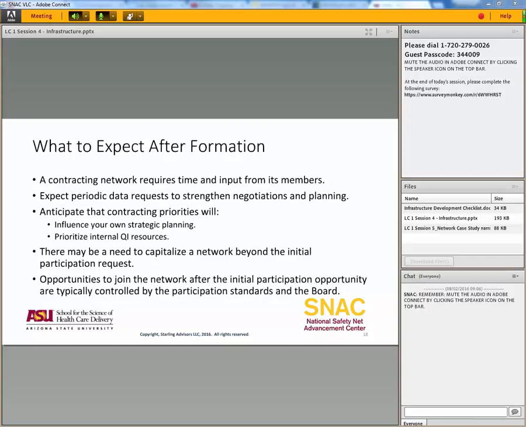And networks typically will want to create an opportunity for folks to join after the initial opportunity. However, keeping in mind that the initial participants will have pretty significant influence or say in governance, it's really at that point that they have the decision-making authority as to whether to expand membership over time.